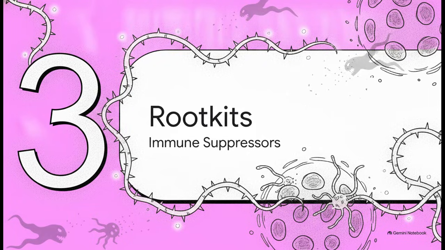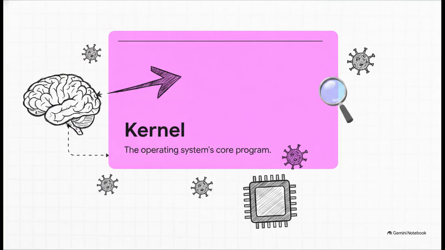Which brings us to Section 3, Rootkits, the immune suppressors. As we trek deeper into this digital jungle, we run into a much stealthier threat, one that targets the exact anatomical center of the machine, the kernel. Now, as you probably know, the kernel is the absolute brain of the operating system. It orchestrates every single hardware and software interaction.